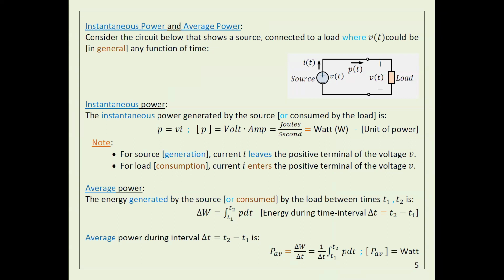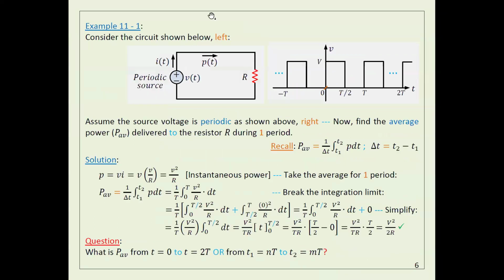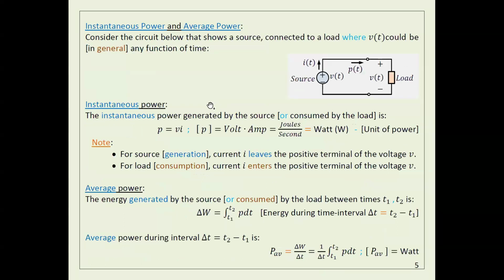This is the instantaneous power. If you use this one, you get the average. I give you here one example, but this is not sinusoidal. But again, this formula can be used for anything.